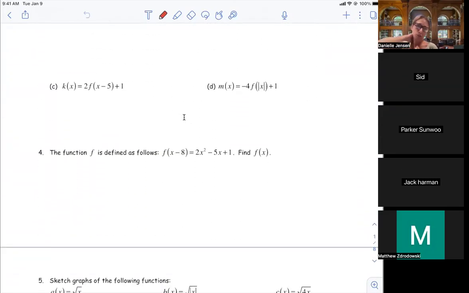Oh yeah, how do we approach these types? We've seen this a few times, but they're always tricky. So I gave you a formula for f of x minus 8. How do I then find f of x?